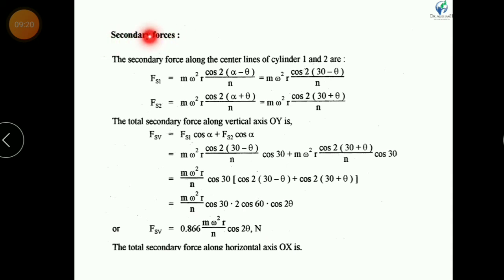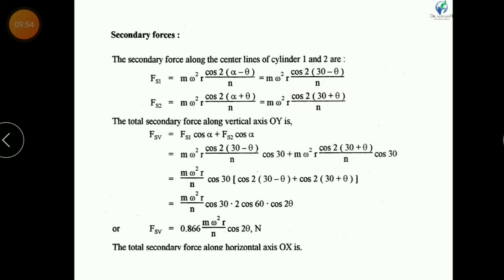Similarly, now we consider secondary forces. We know that the secondary forces act along the central line of cylinder 1 and 2. So FS1 is equal to m omega square r into cos(α − θ) upon n. So we can write here m omega square r into cos 2(30° − θ) upon n. Similarly, FS2 is equal to m omega square r into cos 2(30° + θ) upon n.